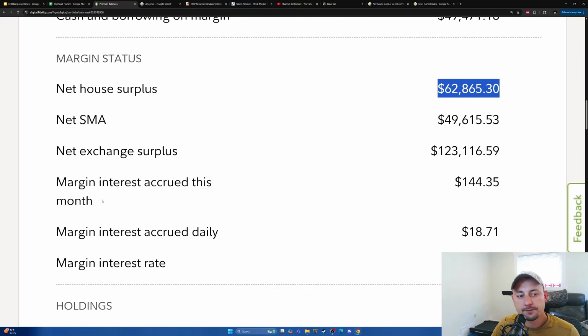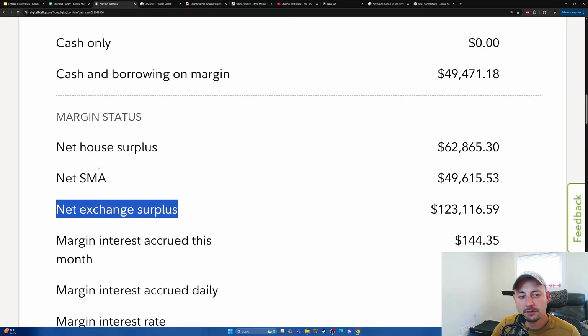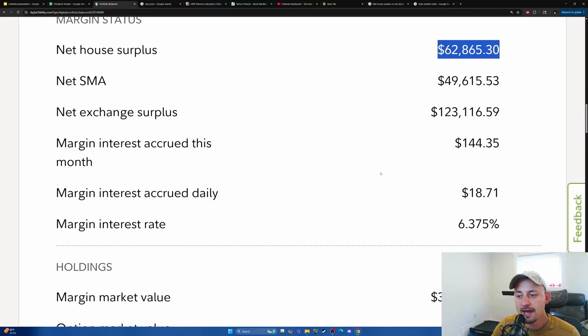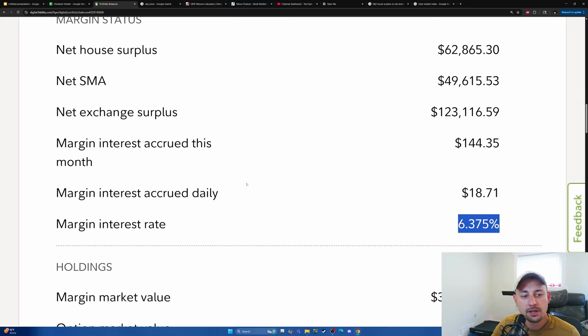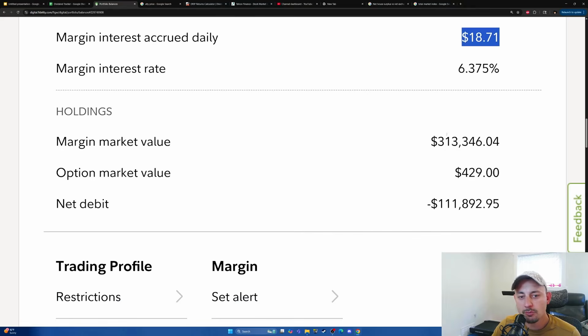Okay, and the net exchange surplus is set up by the stock exchange. As you can see, the value is double that. Now, it doesn't matter what this one is. What matters is the lower one. This is the one that your broker is going to margin call you on. So that is my buffer. You can see my margin interest rate, 6.375% right here. And you can see my margin interest accrued daily, $18.71. Okay, margin market value. Again, this is what I have in market value.